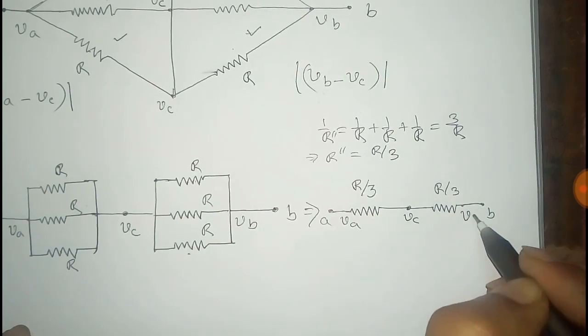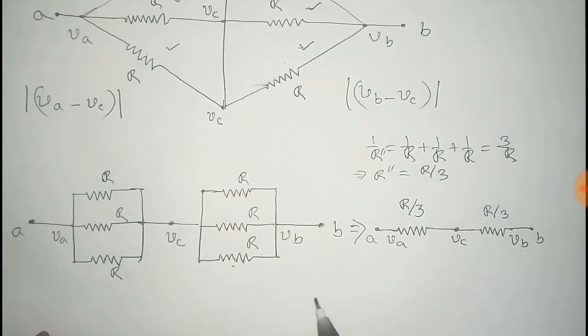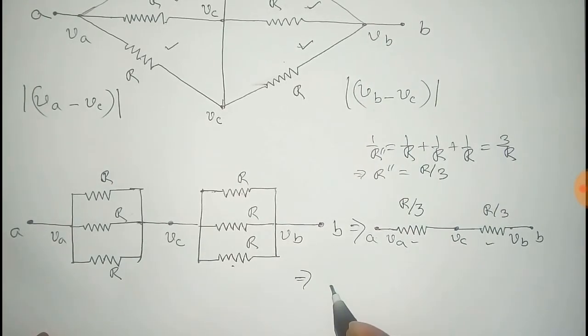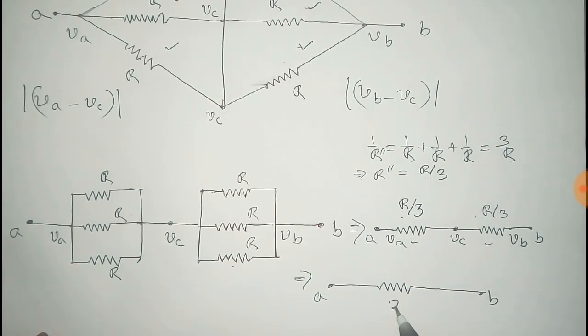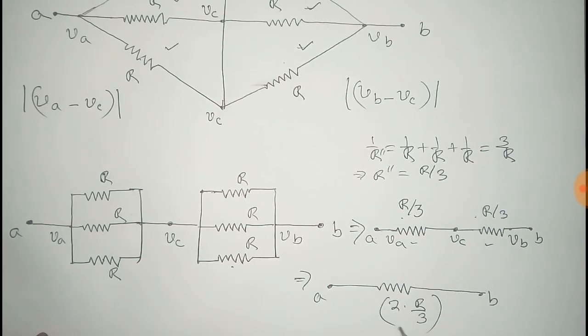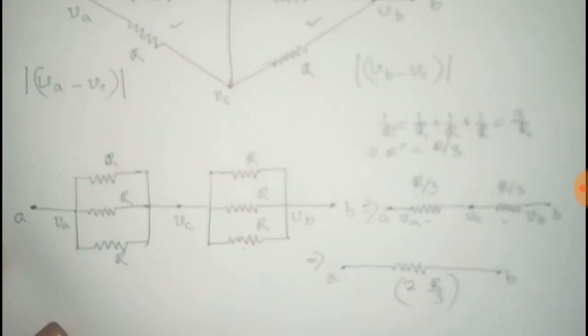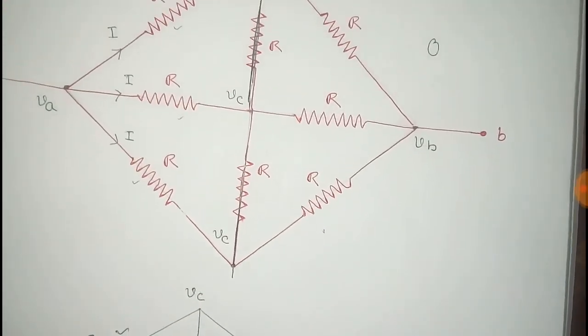Now you can see that these two resistors are just in series connection, so the equivalent resistance would be just the sum of these resistances. So this point is A, this point is B, and the equivalent resistance is the sum of these two, that is R by 3 plus R by 3, that is 2R by 3. Thus we get the equivalent resistance of this circuit, 2R by 3, across the points A and B. In this way you can easily find the equivalent resistance of any circuit. Just see the potential drop across the resistances.